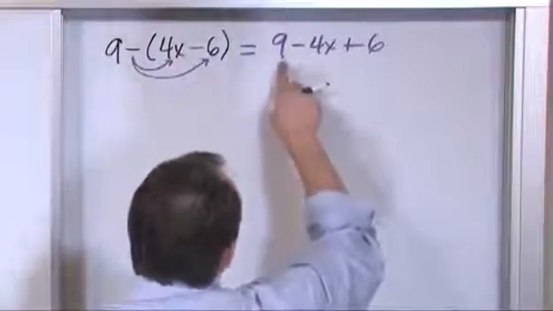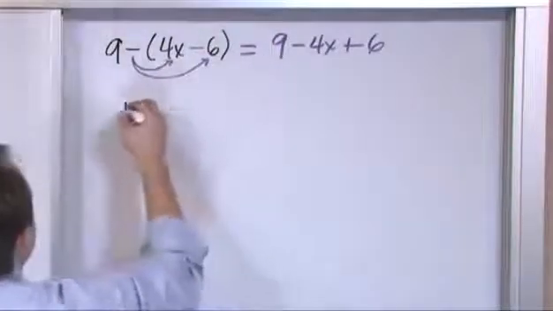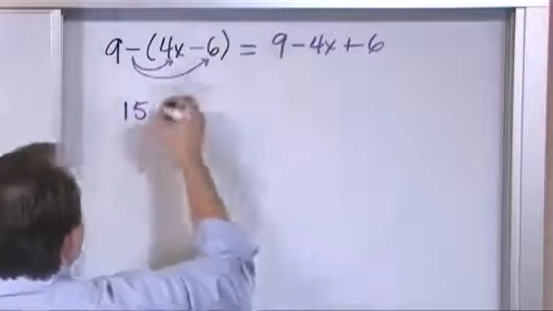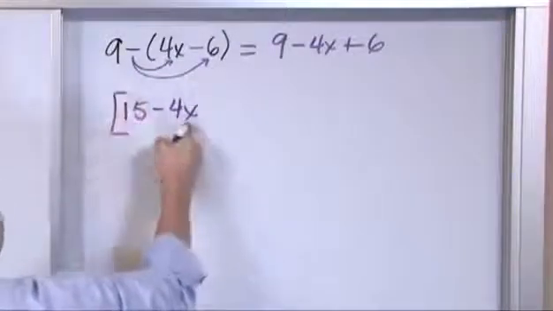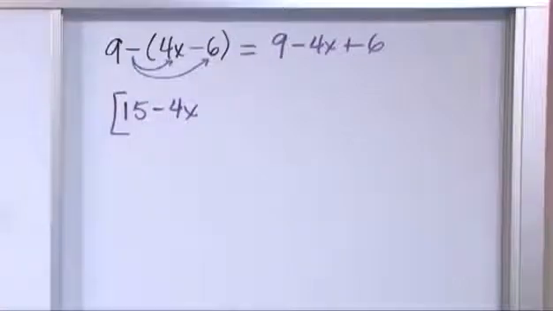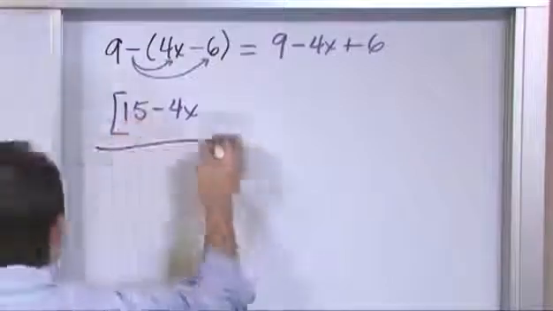So what's 9 plus 6? That's going to give me 15. So I have 15. I have negative 4x still here. And I cannot add these at all because these guys have different terms. 15 and the negative 4x, those are not like terms because there's no x over here at all.